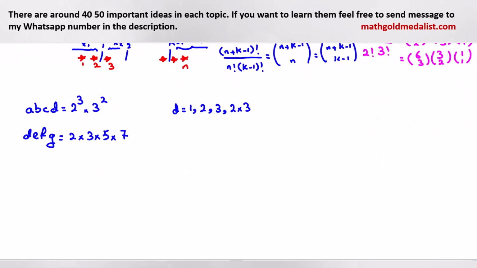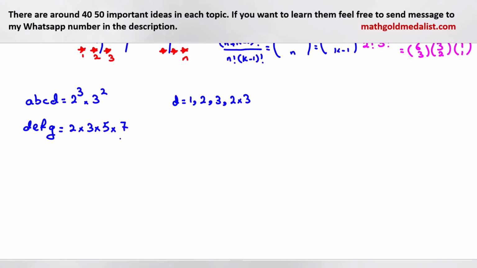Okay, let's solve these cases. If D is 1, let's see what happens. Case 1, D is 1. So A, B, C then will be what? We can replace D with 1 in the first equation. It will be 2 cubed times 3 squared. For the next equation, D, E, F is equal to 2 times 3 times 5 times 7.